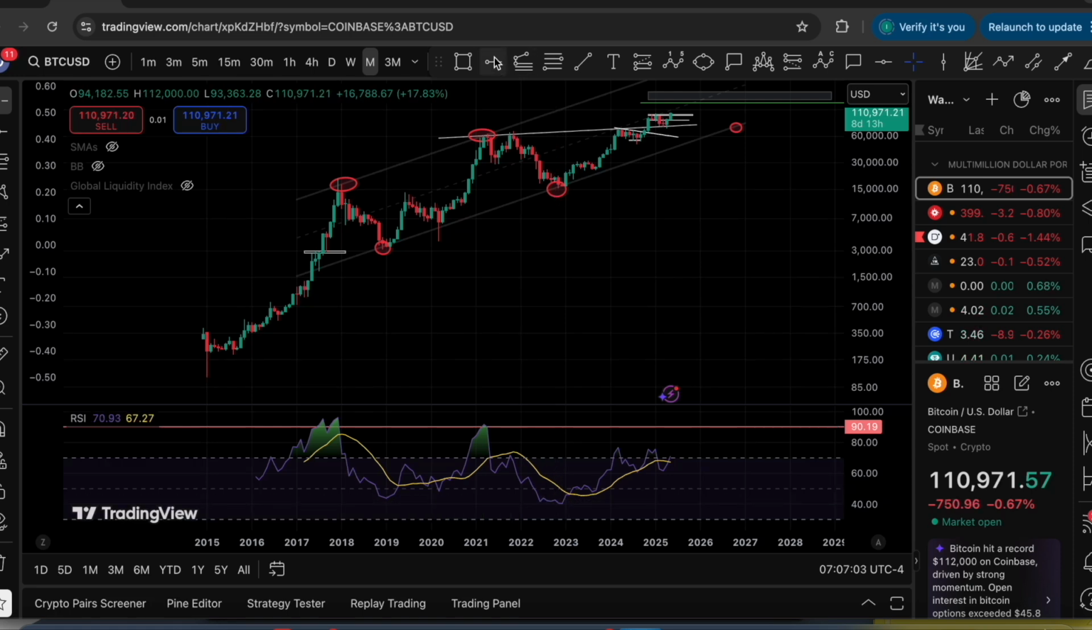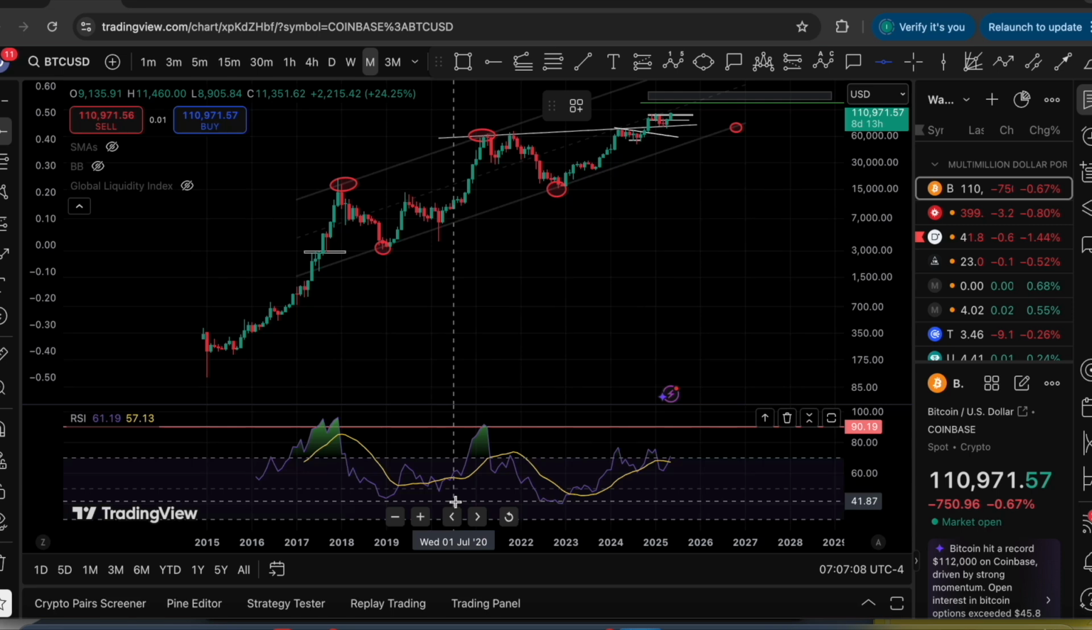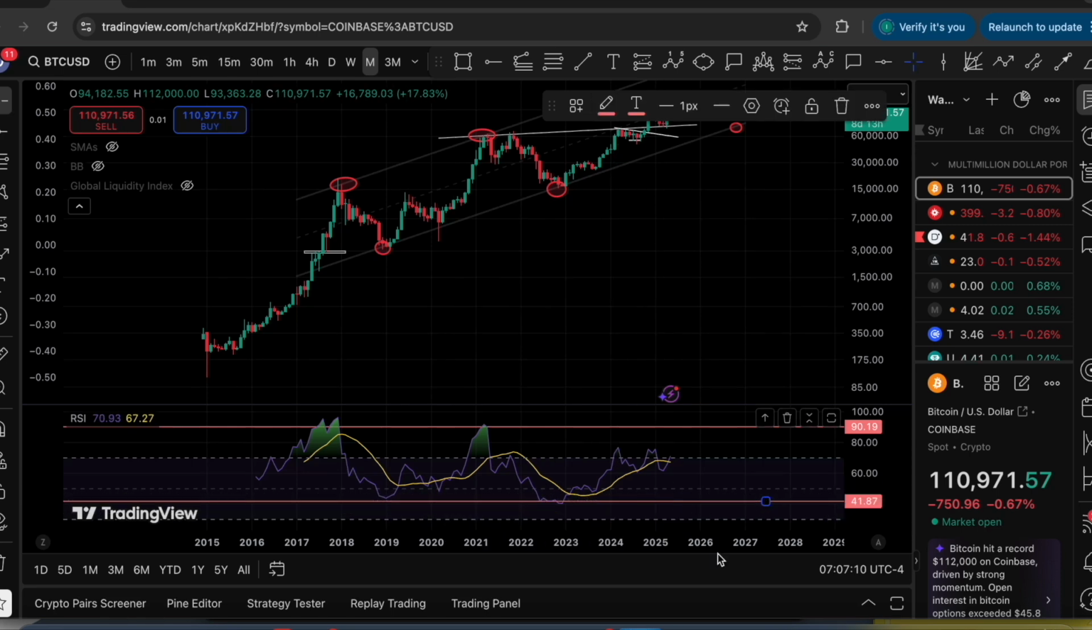And if you want it to be more exact, you could put a line here and you're sitting around 42 or so, and that area will be your bottom, whether it's 45, 48, maybe a little bit lower than 42. It just gives you a rough estimate.